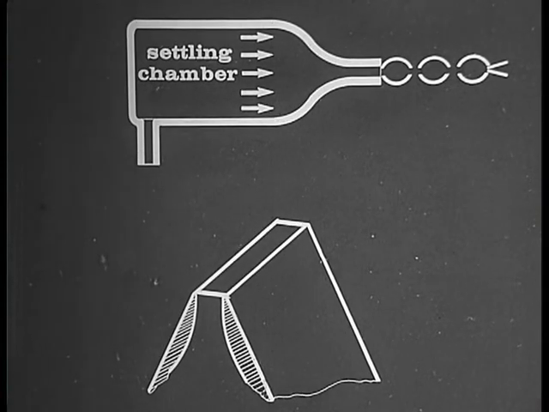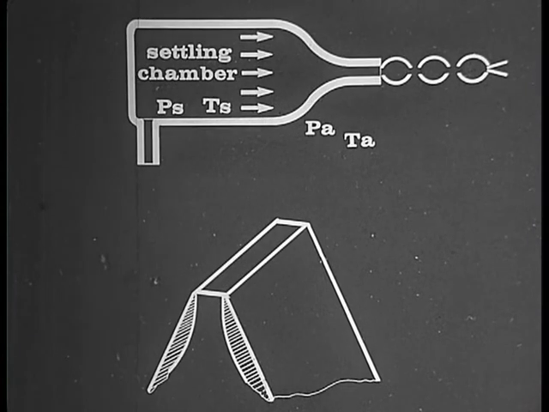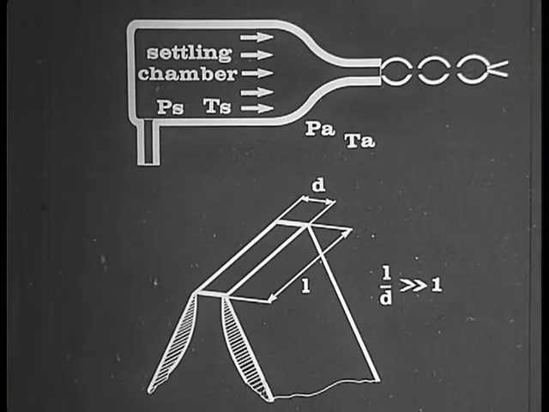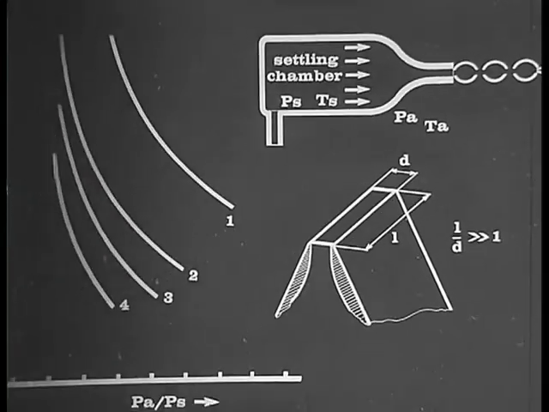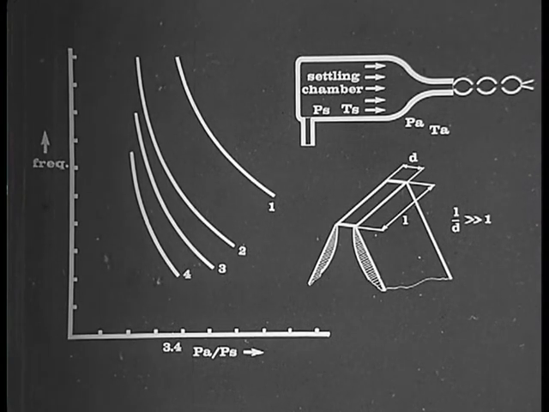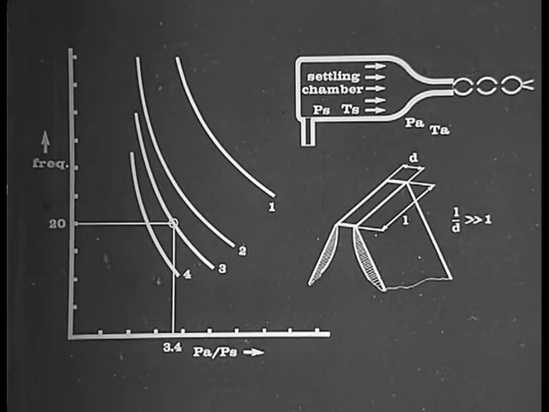Settling chamber with a reservoir pressure PS and temperature TS, and with ambient conditions PA and TA. At room temperature and given nozzle geometry, the dominant frequency is related to the pressure ratio as shown in this graph. We shall restrict ourselves now to a pressure ratio of 3.4, which for several reasons is a convenient choice. The dominant frequency is then 20,000 Hertz.